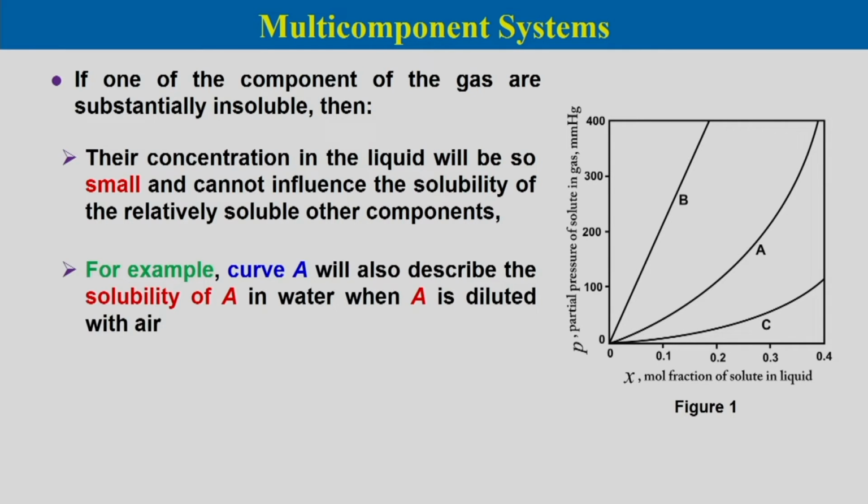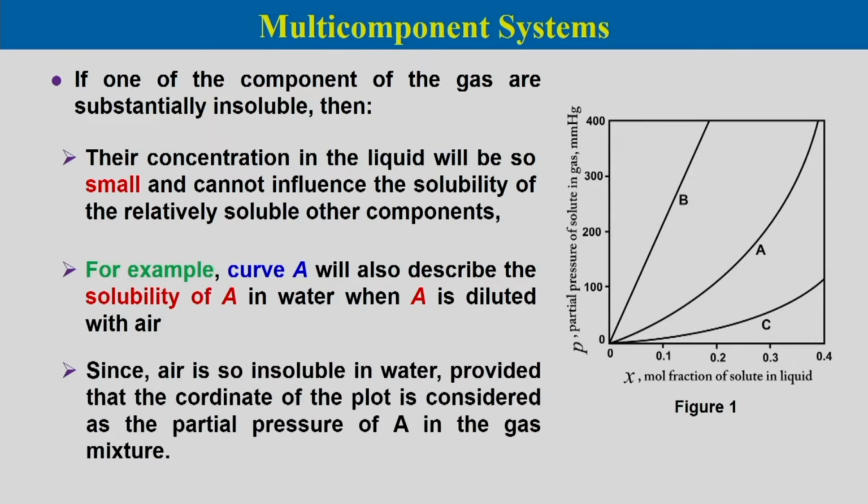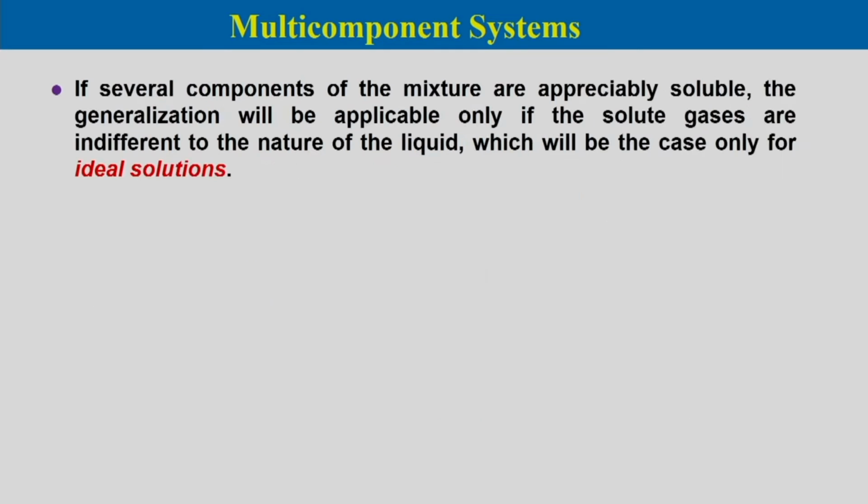For example, curve A will also describe the solubility of A in water when A is diluted with air, as we said, an air-ammonia mixture, since air is so insoluble in water, provided that the coordinate of the plot is considered as the partial pressure of A in the gas mixture. As you can see here, it is already mentioned, this is the partial pressure of solute in the gas phase. Now, if several components of the mixture are appreciably soluble, what happens?